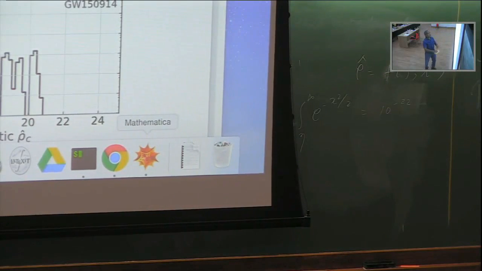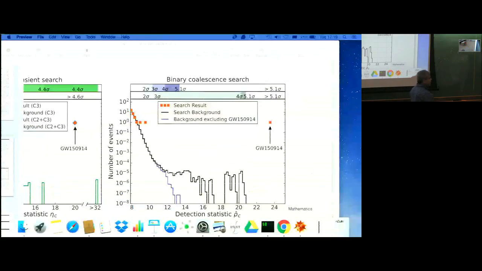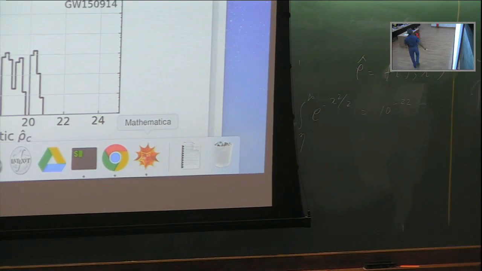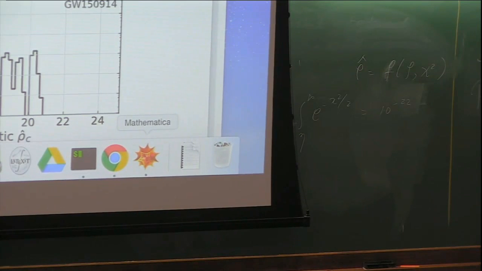So you can see it there, right there. Those orange ones that we have are the zero lag events. These are the two different backgrounds that we have computed, the black and the purple one. These orange ones are the zero lag search. That's our detection. It has a very high signal to noise ratio, almost 25.